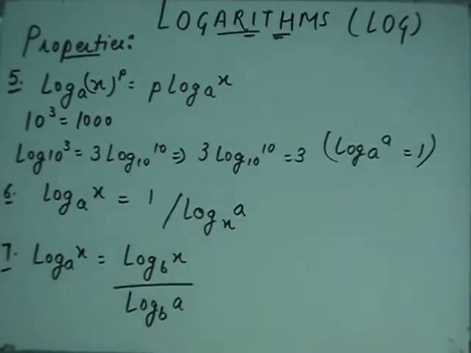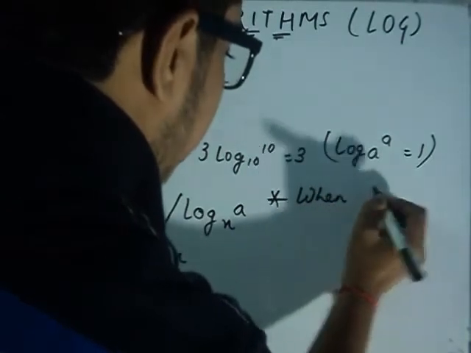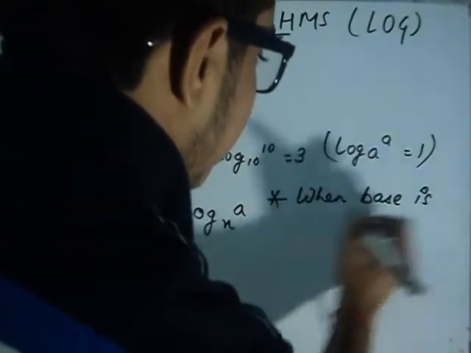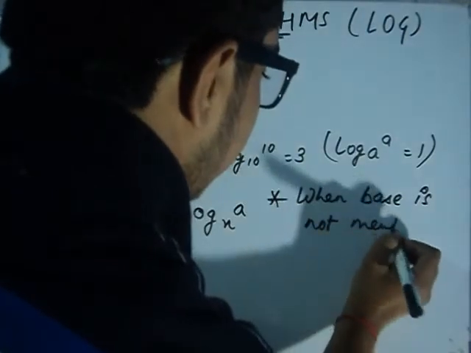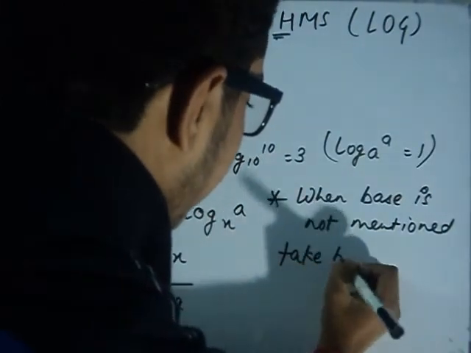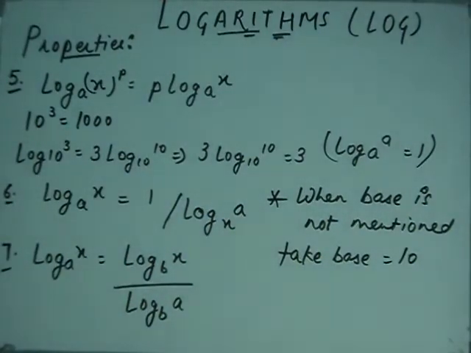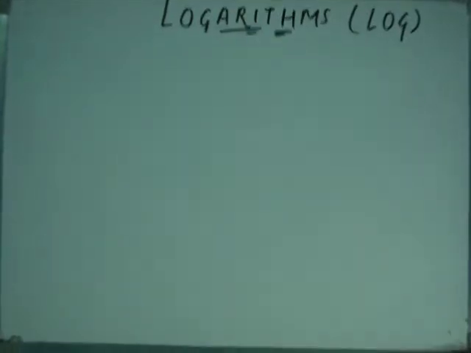Remember one thing, a star point: when the base is not mentioned, take the base as equal to 10. Okay, these are the various properties of logarithm which we are going to use in numericals. Now we are going to discuss various numericals which help us to understand the various properties.